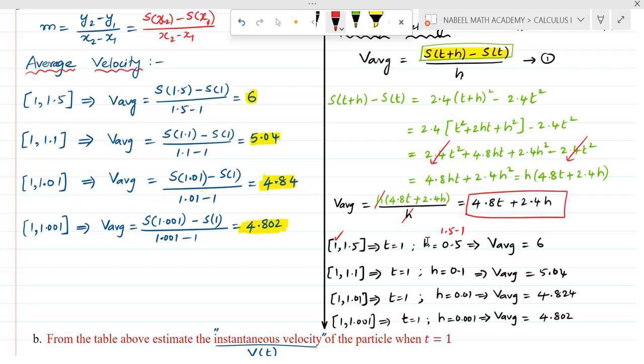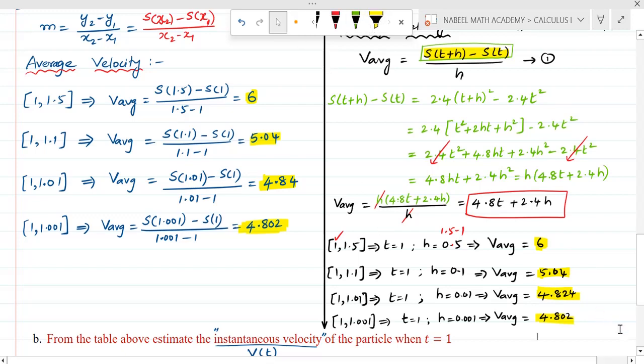Next, similarly, the t value is 1 and h is 1.1 minus 1, which is 0.1. So you will get the average velocity. If you compare this one, the result is going to be the same. There is no change in the result.